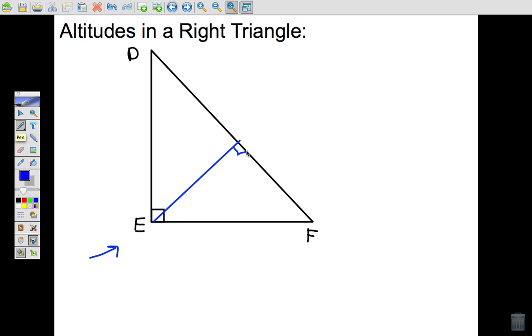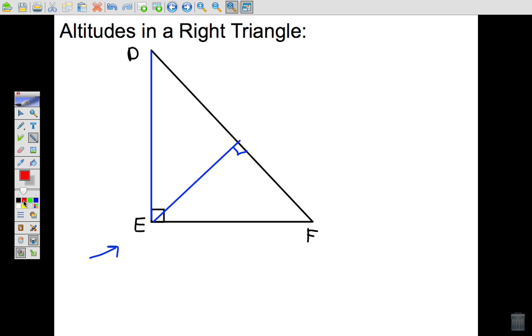Now, what's going to happen if I go from vertex D? Well, from vertex D, it's got to hit the opposite side. Well, you know what's going to happen? If it's going to be perpendicular to the opposite side, what do you notice about the altitude drawn from vertex D? It's actually the side of the triangle, isn't it? So in this case, it actually is one of the sides of the triangle.